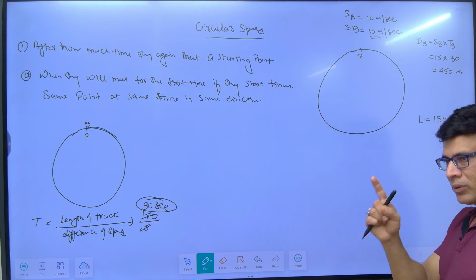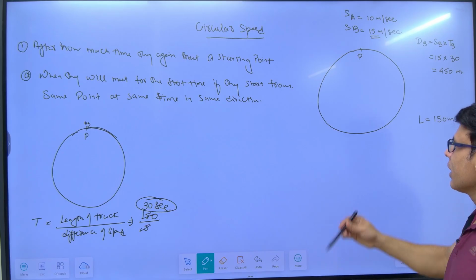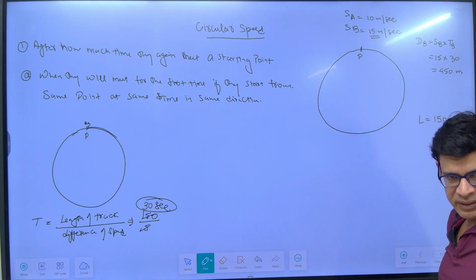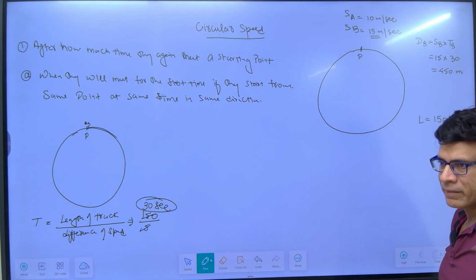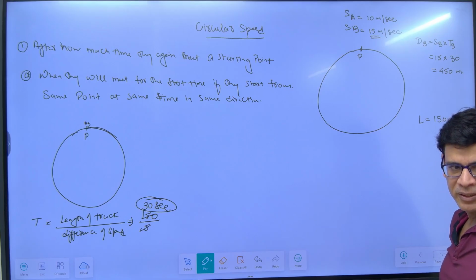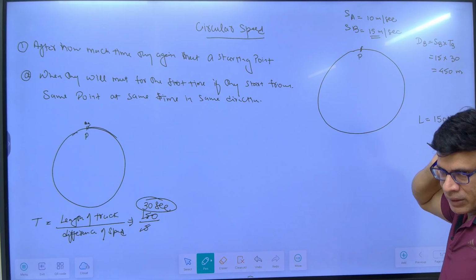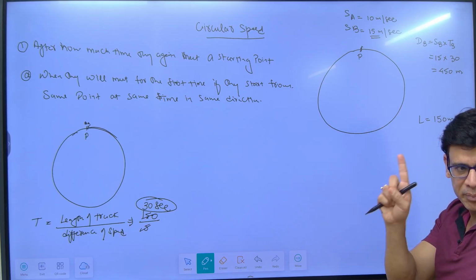The length of the track is 150, 150 and 150, which makes 450. That means after 30 seconds, B is here. In the same time, A would have covered 300. The length of the track is 150, so 150 plus 150 is 300. That means again at this starting point. Why this has happened, we will understand when I take you to the other part of it.